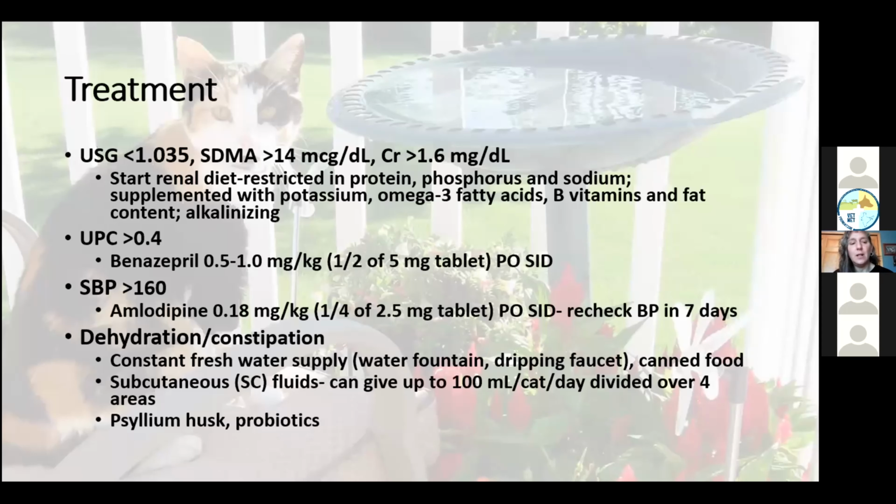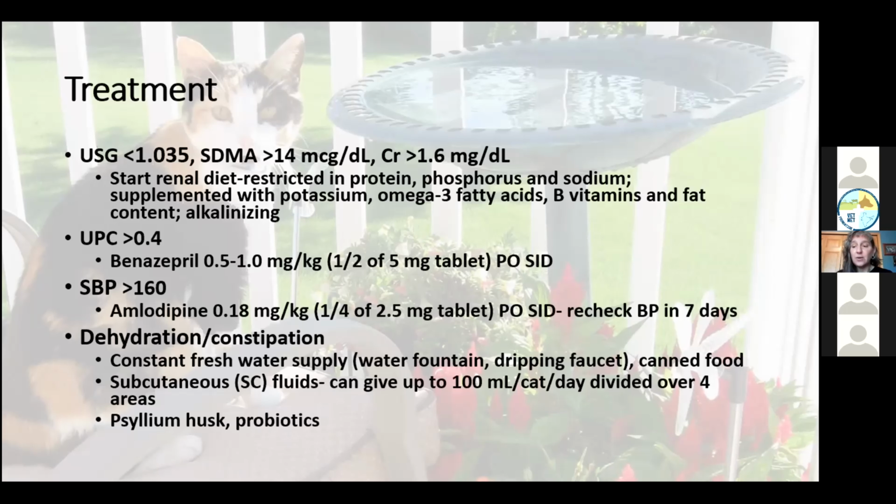So you want to maybe even get this done first before leaning toward your amlodipine under the next one here, under systolic blood pressure. If it's over 160, I start treating with amlodipine at 0.18 milligram per kilogram, which is a quarter of a 2.5 milligram tablet given once a day. And then I make sure that I'm rechecking that blood pressure in a week using the same procedure each time.